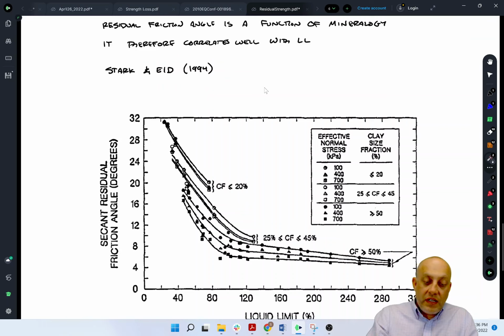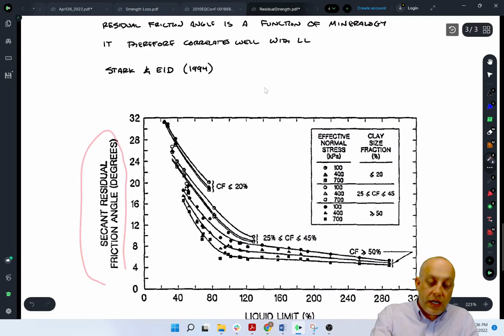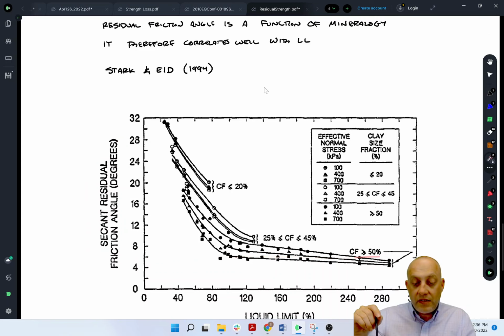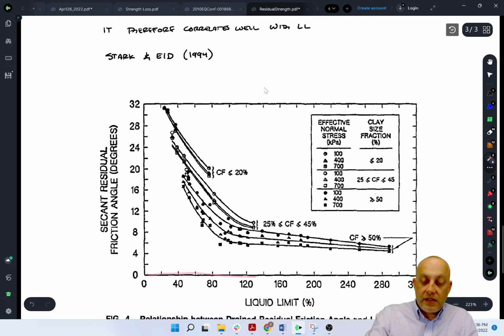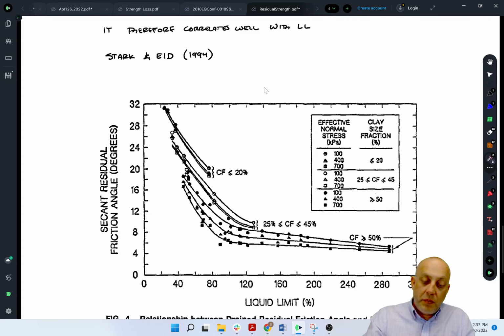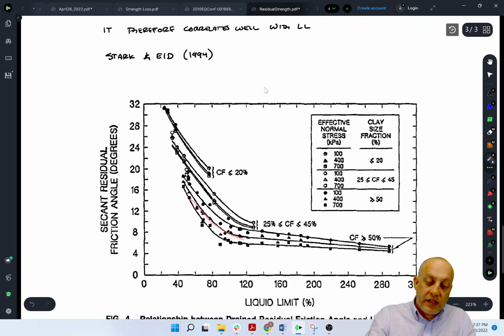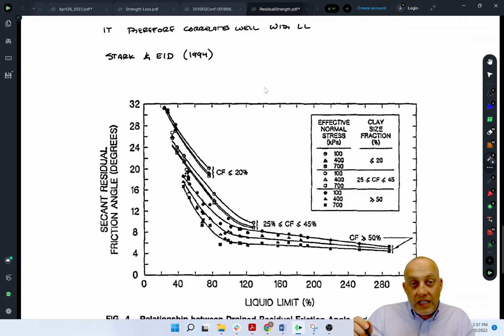And what you're seeing is the secant residual friction angle on the y-axis. And notice it's down here. Some of them are as low as 6 degrees or even lower in some cases. And you've got liquid limit on the x-axis. So if you get out here to very high liquid limits, this would be like a montmorillonite clay, you get very low residual friction angles. This is maybe 5 degrees, 6 degrees, something like that. If you're back up over here, you get a steady increase in the residual friction angle. Notice that the correlation really is good here, right? This is less scatter than we usually see in geotechnical engineering.